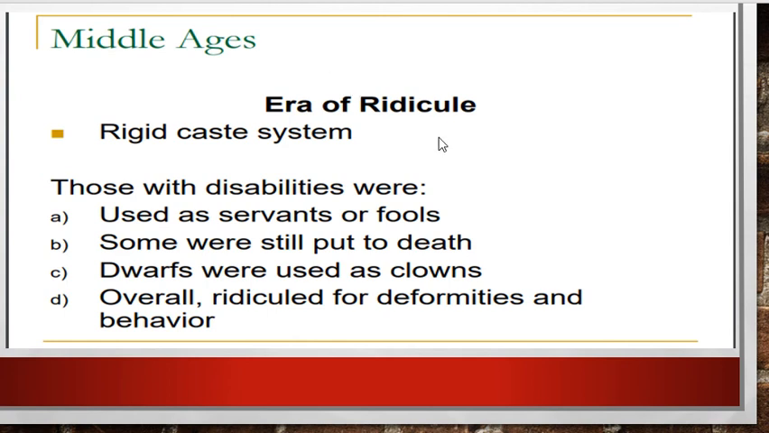Okay, sino nakapanood dito ng ano? Who watched the movie The Greatest Showman, di ba? I know it was not part of the Middle Ages, but it is one of the examples of how people used these people with deformities. They were used in a circus, used for entertainment purposes. And though people were gaining money, these people were gaining money, but they do not.